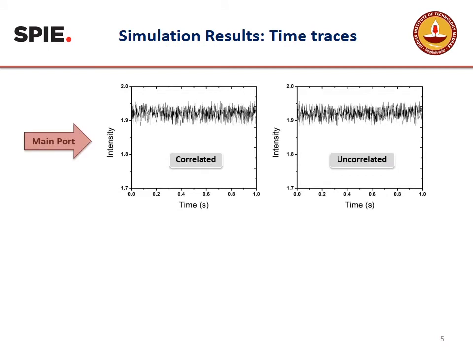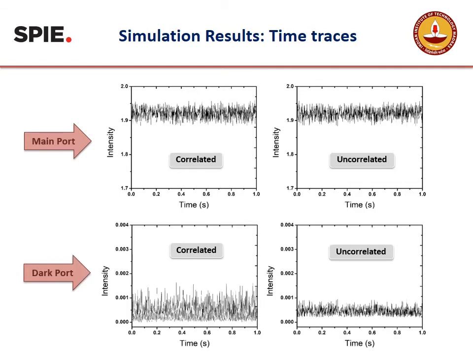We have simulated the previously mentioned mathematical model by considering electric fields E1 and E2 constant and unity. We have considered the noise in the individual beams contains 10 Hz, 100 Hz and 1 kHz components. Also we have done it for different values of PBS extinction ratio, 20 dB and 15 dB. The main port simulated time traces are given here for both correlated and uncorrelated cases. We can see that there is no significant change here.